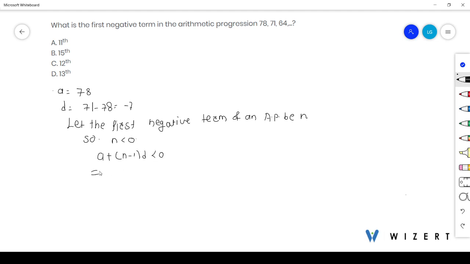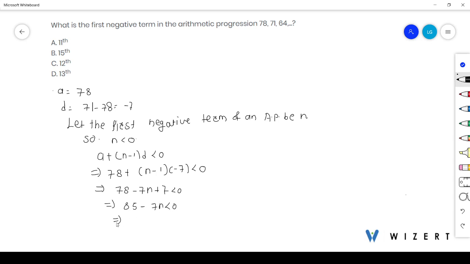So it is less than 0. So a is 78 plus n minus 1 into d, that means minus 7, is less than 0. So it is 78 minus 7n plus 7 less than 0, which means 85 minus 7n is less than 0.